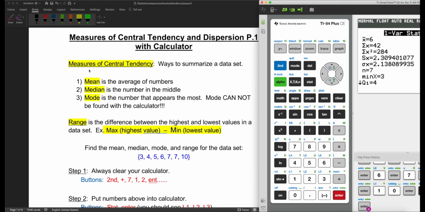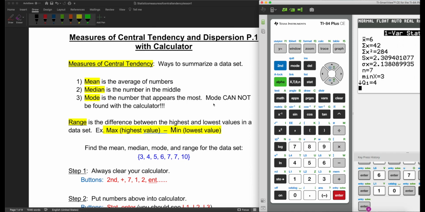Okay, measures of central tendency. You guys have seen this before. Basically, they're just ways to summarize a data set. And the three ways you have seen them is with the mean, the median, and the mode. Now, your mean is your average of numbers. You have seen that and done that. The median is the number in the middle after they are put in numerical order. You have seen that and done that. And also the mode. That is the number that appears the most.